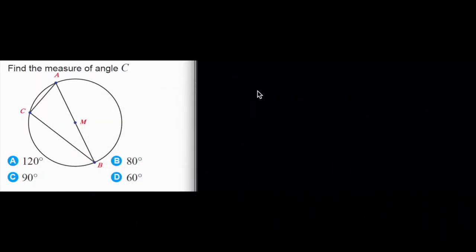Find the measure of angle C. You want to find the measure of this angle. You know that this is a semicircle. If you have a circle like that, and we have a diameter, and you know that the diameter is any line segment joined between any 2 points on the circle and passing through the center of the circle. So this angle is called the angle of the semicircle.